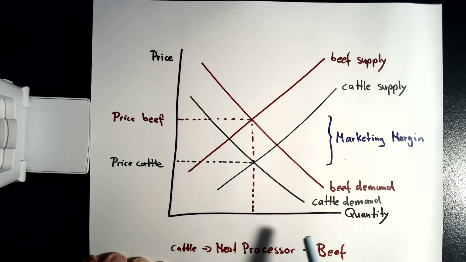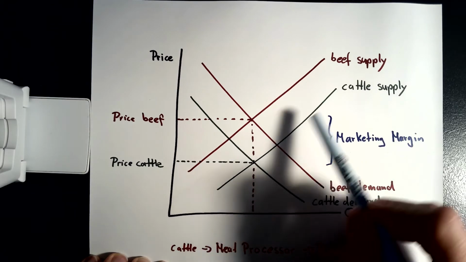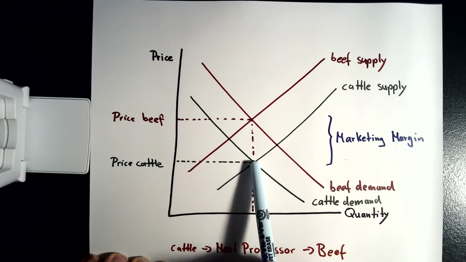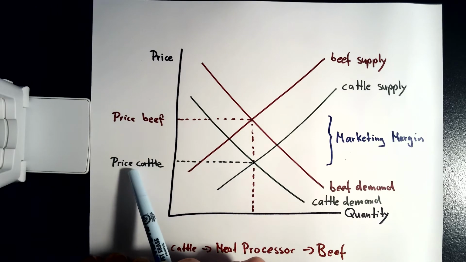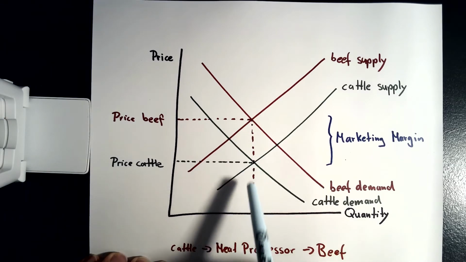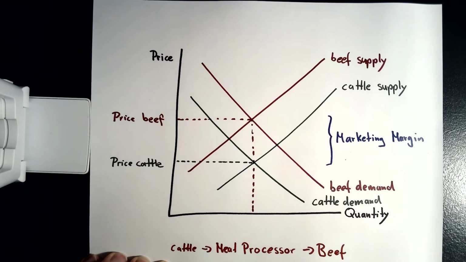At the same time, you also have the cattle demand. Again, that cattle demand is coming from the meat processor, very much like the beef supply is also coming from the meat processor. And there is a cattle supply by farmers. And again, there's a market equilibrium where you have an equilibrium price for cattle and an equilibrium quantity for cattle. And since cattle and beef have to be the same quantity, they're meeting at the same place.